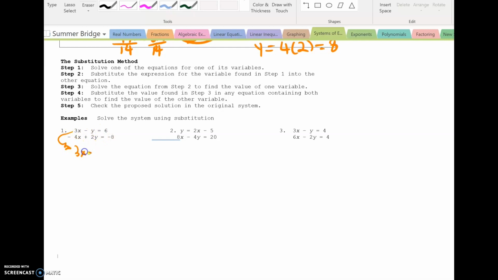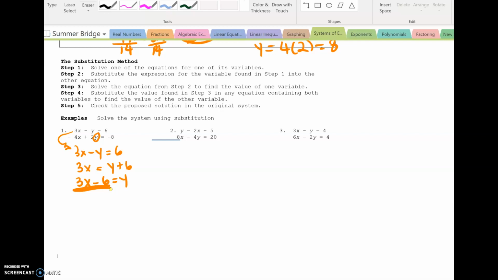So I'm going to take the 3x minus y is equal to 6. And you can do it in a couple different ways. I'm actually going to add the y and then subtract the 6. So I'm going to have 3x is equal to y plus 6. And then I'm going to subtract the 6. So 3x minus 6 is equal to y. So I just solved for y.